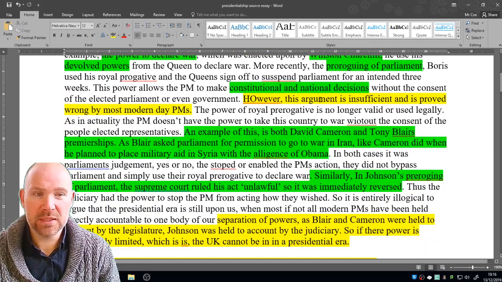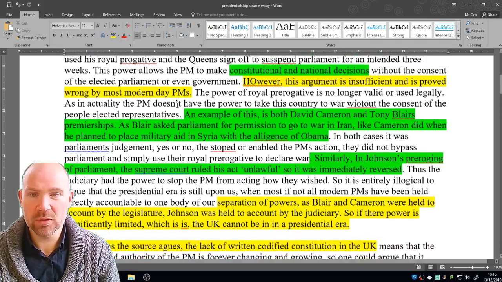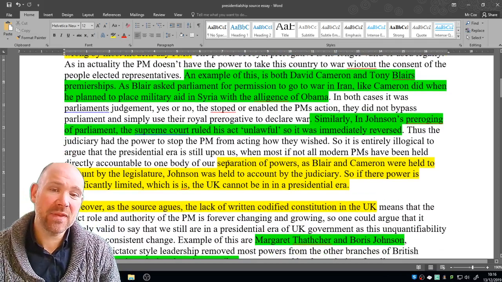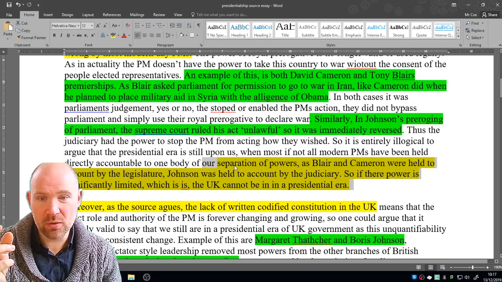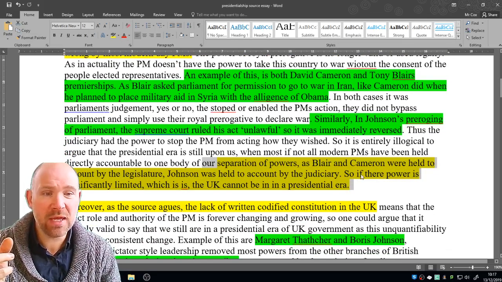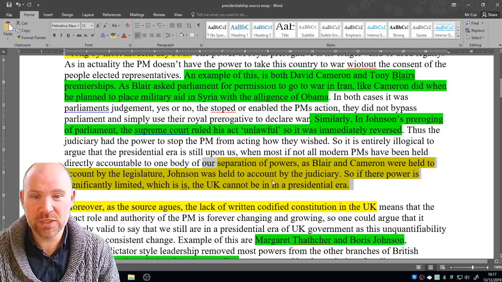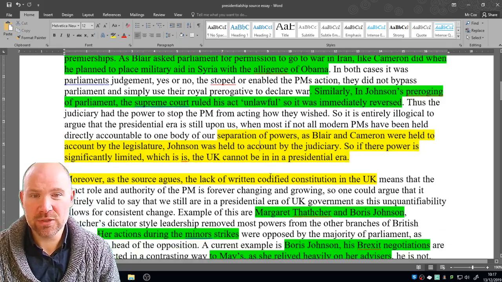However, this argument is insufficient and is proved wrong by most modern day PMs. And then at the end of the section, a summary comparing two arguments. Johnson was held accountable by judiciary, so if their power is significantly limited, which it is, the UK cannot be in a presidential era. So we've got a summary.